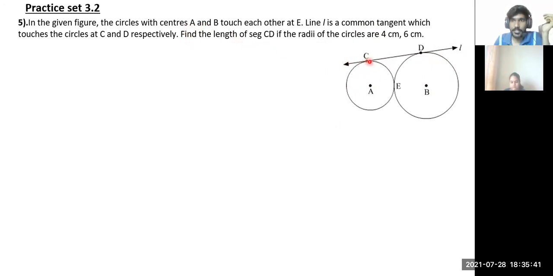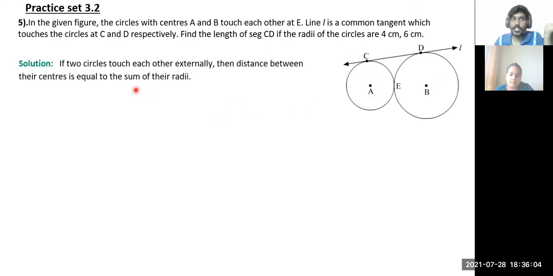That is from point C to point D. You have to find what its length is. And the radius of the smaller circle is 4 centimeters and the bigger circle is 6 centimeters. This all information is given. You have to find out the length of CD. Question clear? Yes. So let's start with the solution.